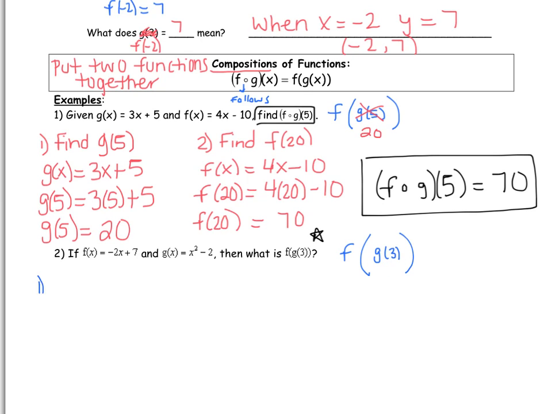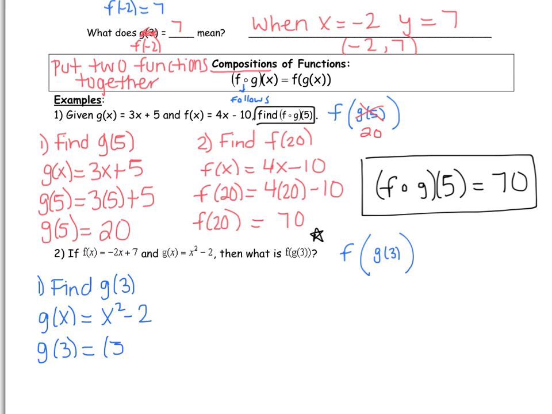So that's step 1: find g of 3. Again, I'm going to rewrite the g of x function, x squared minus 2. And I'm going to plug in now g of 3.